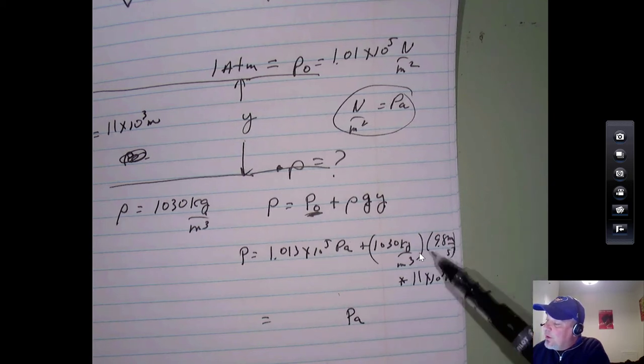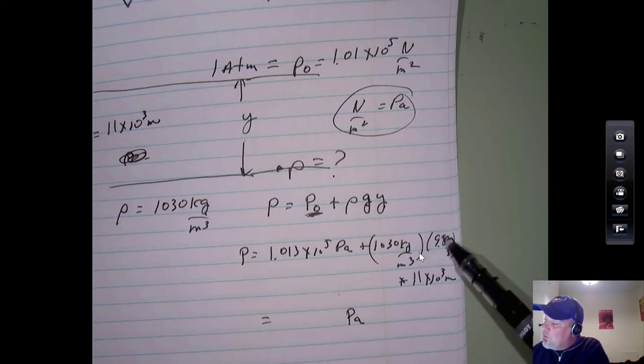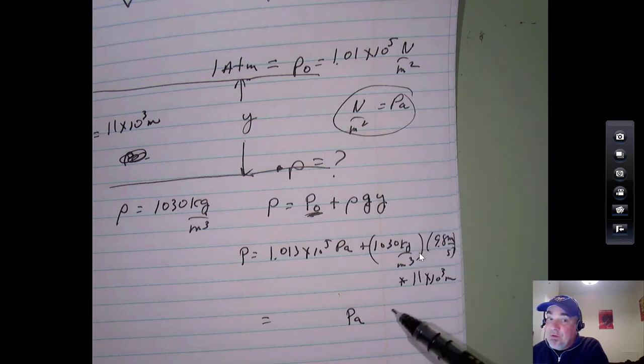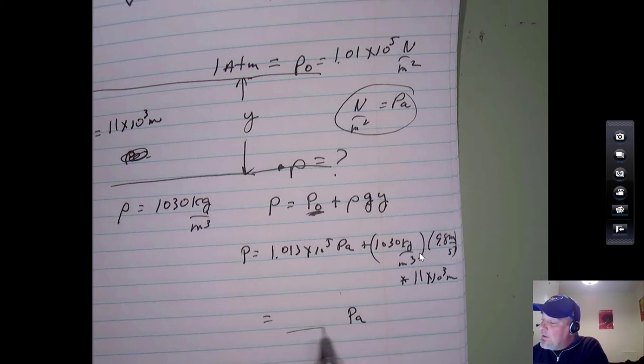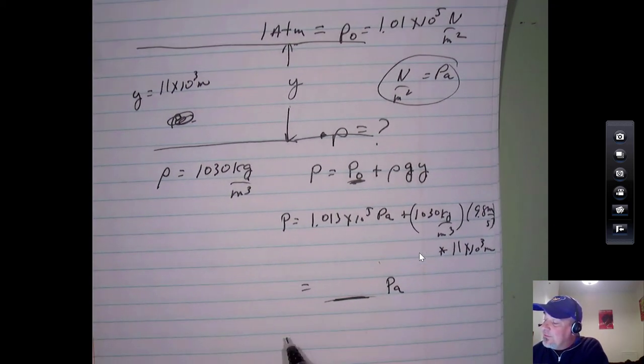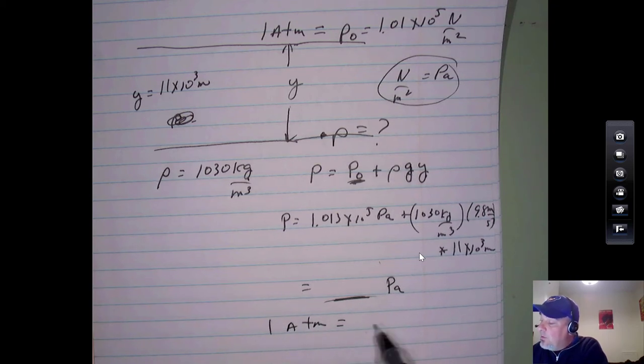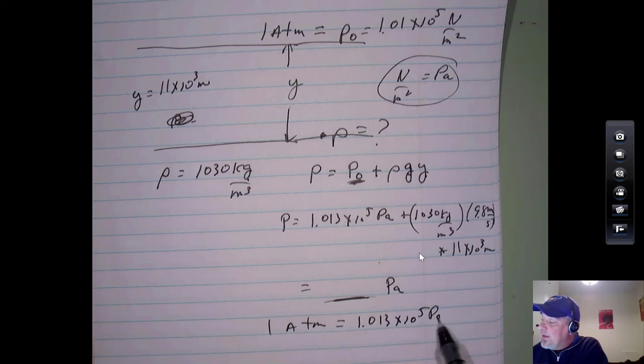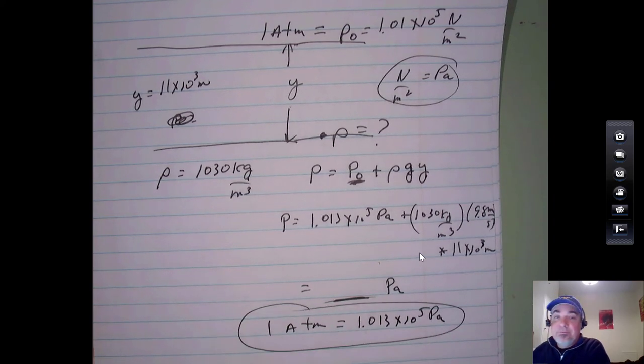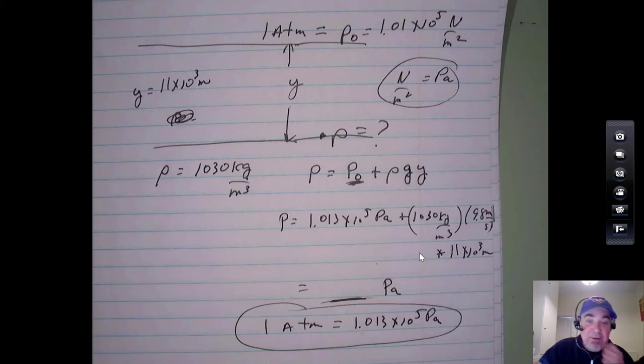If you notice, this part will come out in newtons per square meter, kilogram meter per second squared per square meter. This will come out in pascals. Then you'll have to turn it into atmospheres, and here's the conversion factor: 1 atmosphere is 1.013 times 10 to the 5th pascals. Okay, let's look at the next one.